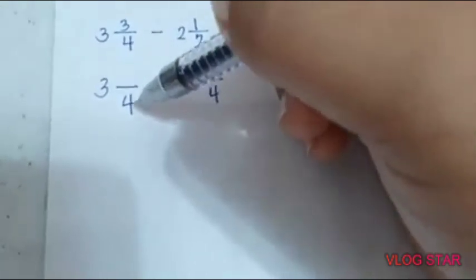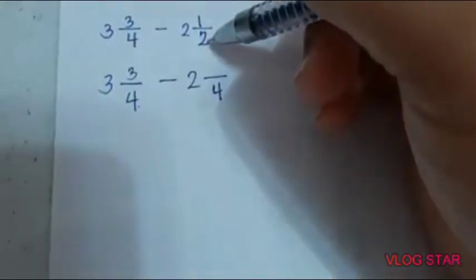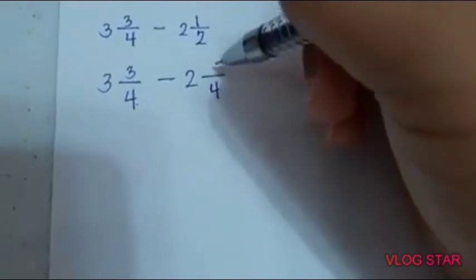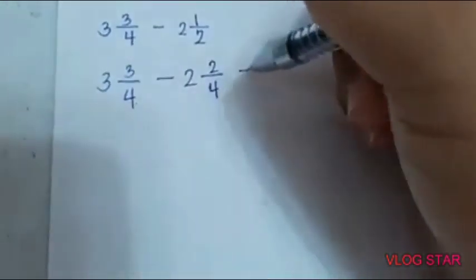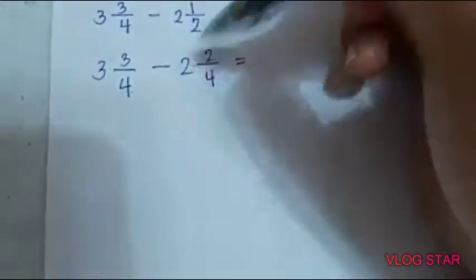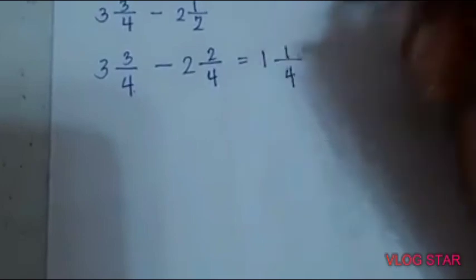So find the new numerator. Divide 4 divided by 4 equals 1 times 3. The answer is 3. 4 divided by 2. The answer is 2 times 1. The answer is 2. So subtract whole number to whole number, numerator to numerator. 3 minus 2, the answer is 1. 3 minus 2 for the numerators, the answer is 1 over 4.